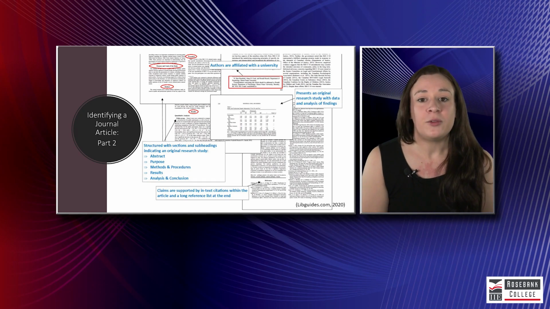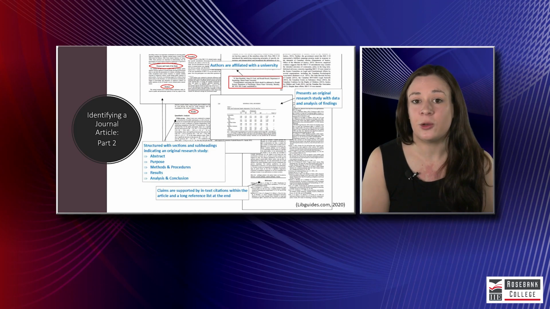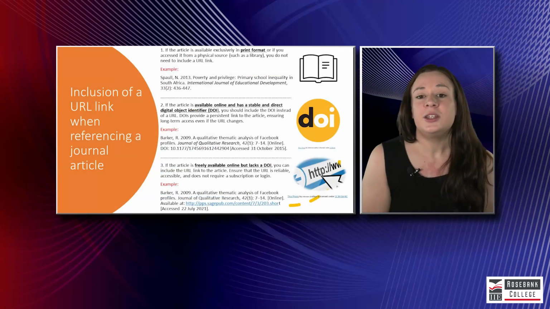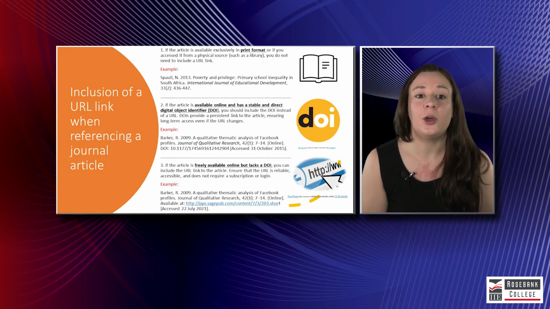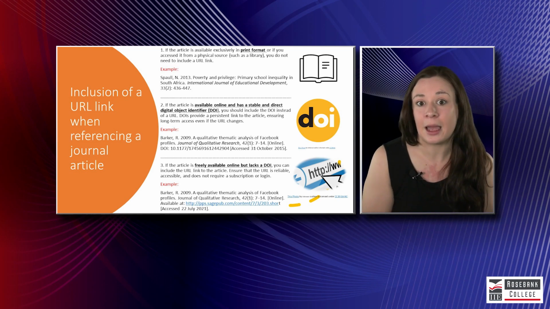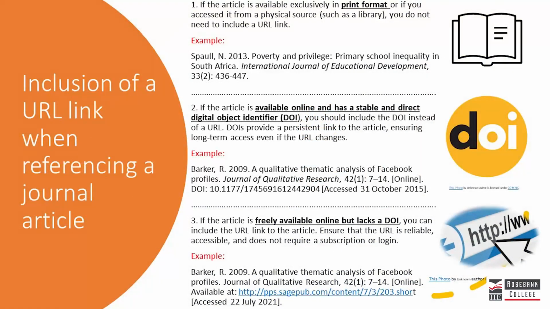When using the Harvard referencing method, the inclusion of a URL link when referencing a journal article depends on the availability and accessibility of the article online. Here are some guidelines to help you determine when to use a URL link. If the article is available exclusively in print format, or if you accessed it from a physical source, such as a library, you do not need to include a URL link. The first example shows a Harvard reference for a journal article that was taken out from the library.